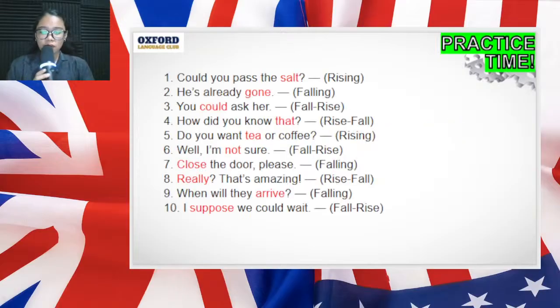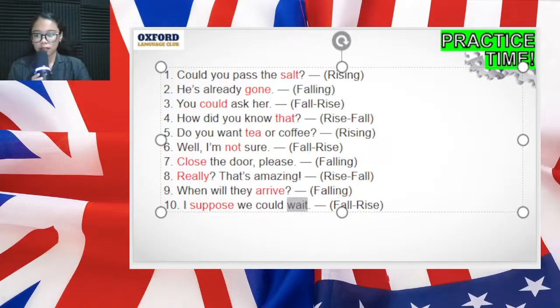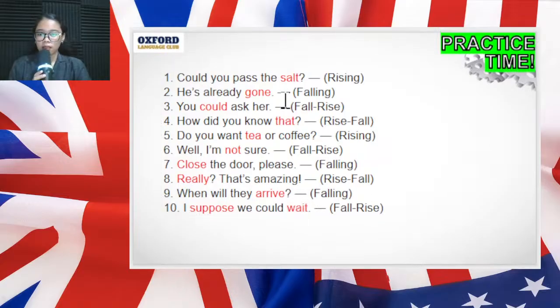All right. So to summarize everything, this is just quick. I'm just going to read this one. Could you pass the salt? Rising. He's already gone. Falling. Okay, you could ask her. Fall-rise. How did you know that? Rise-fall. Do you want tea or coffee? Rising. Well, I'm not sure. Fall-rise. Close the door, please. Falling. Really? That's amazing. Rise-fall. When will they arrive? Falling. And I suppose we could wait. Actually, it's on wait. That's the fall-rise.